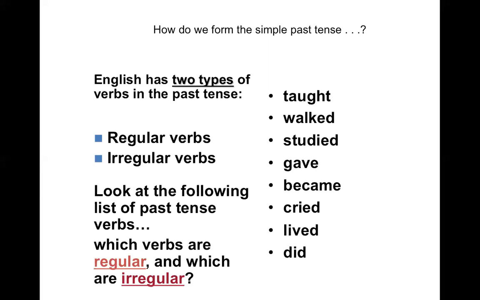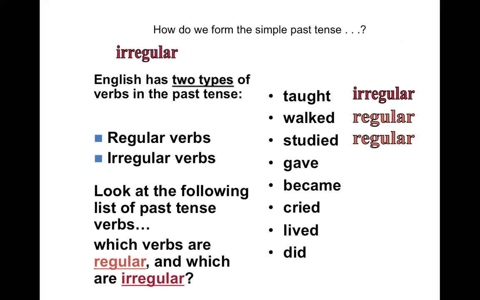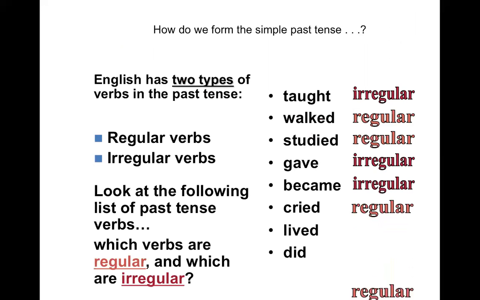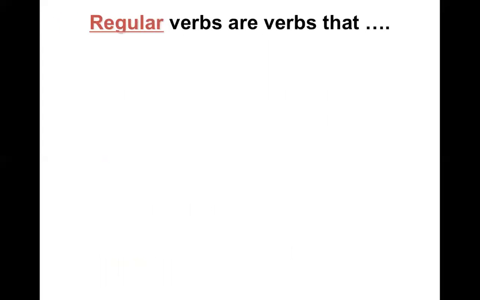Okay? So you can see that there are 2 types of verbs, regular and irregular. With regular verbs, you only change the end of the word, and irregular verbs change the structure of the word, maybe the whole word. Walk is regular, study is regular, gave irregular, became irregular, cry regular, live regular, did irregular. Okay, we continue.